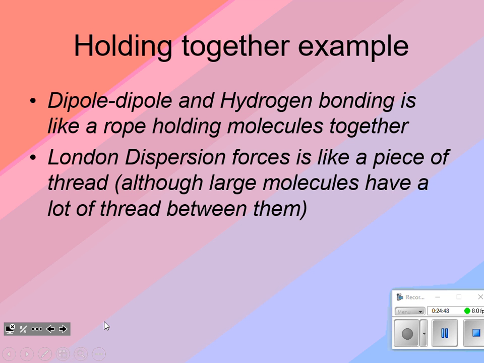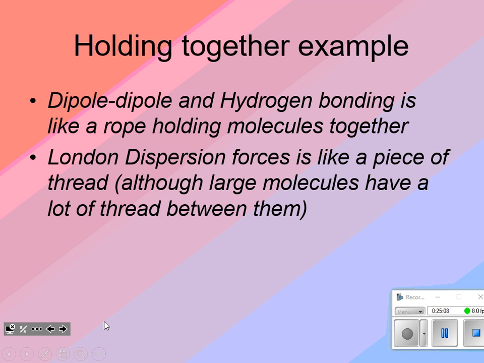London dispersion force is like a piece of thread. So if I grabbed one end of a piece of thread and Tess grabbed the other, boy, we'd have to be going very slow, probably eyes open looking at each other, so that thread wouldn't slip out of one of our hands and break that intermolecular force that's holding the two of us together.